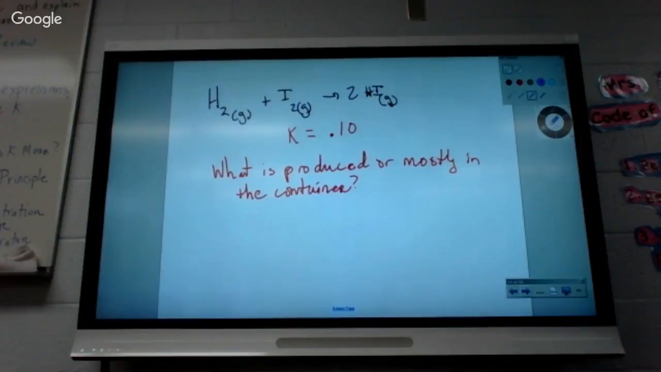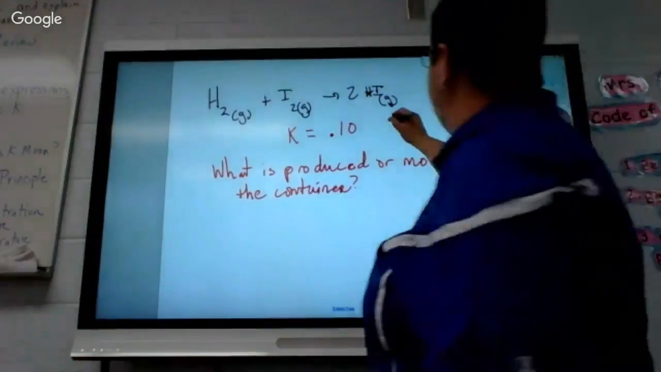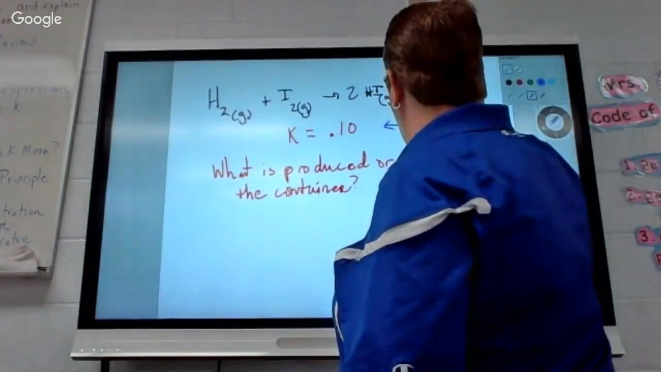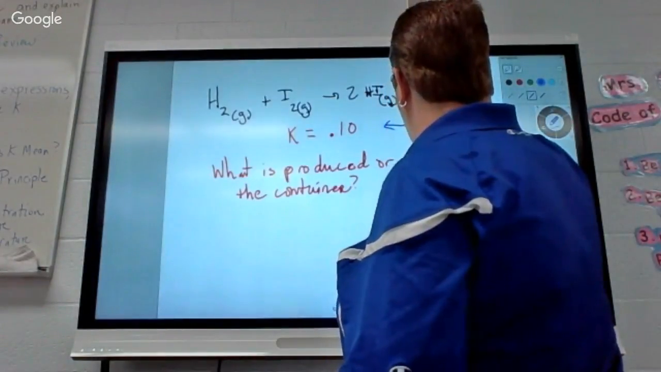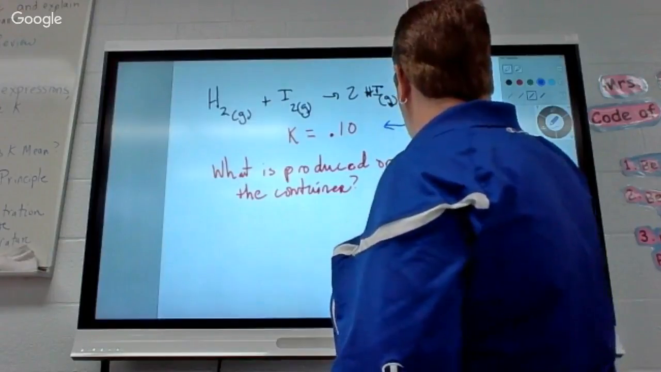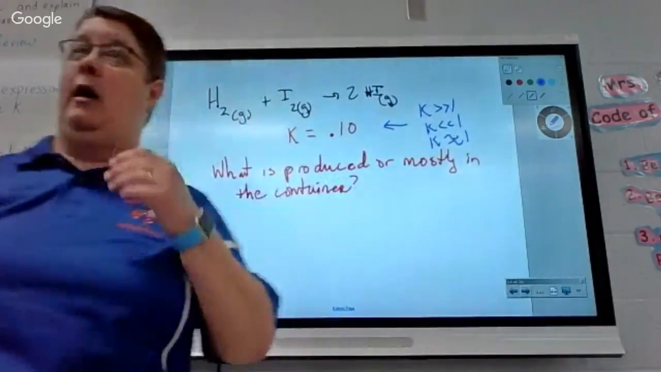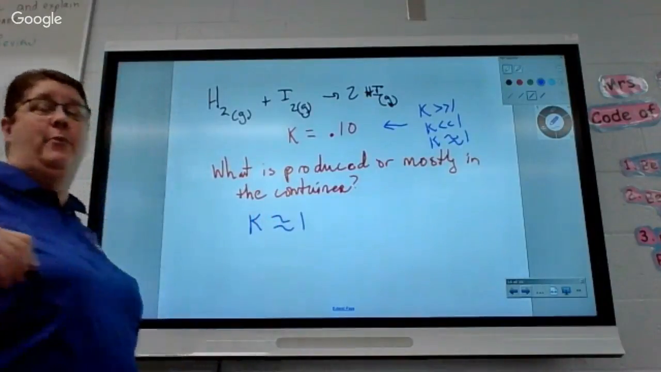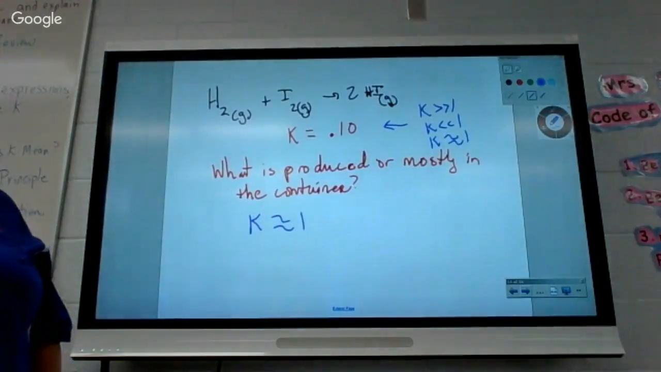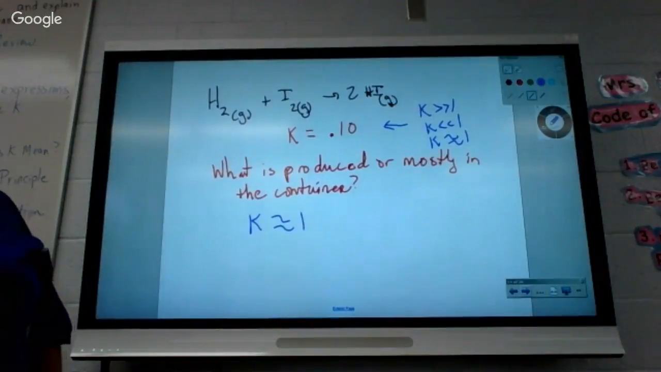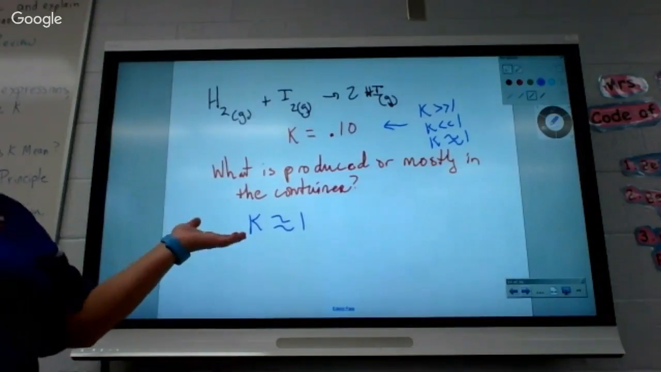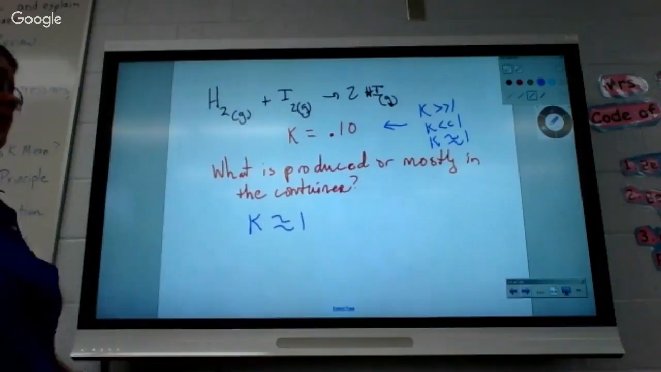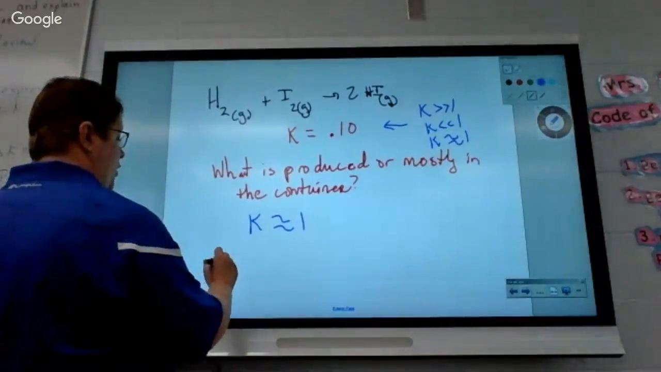So the question is, is this much greater than 1, much less than 1, or approximately equal to 1? All right, I would argue that K is approximately equal to 1. That's not much less than 1. 0.1 is pretty close to 1. So if it's approximately equal to 1, what do we know? It's not to the right and it's not to the left. You have almost equal amounts.